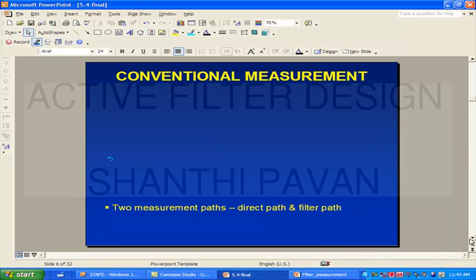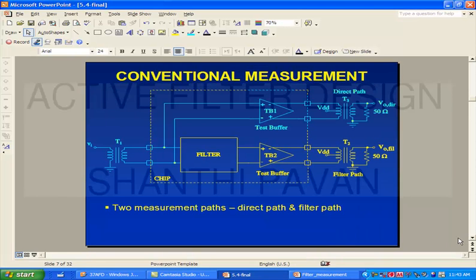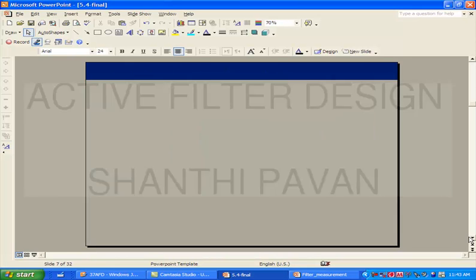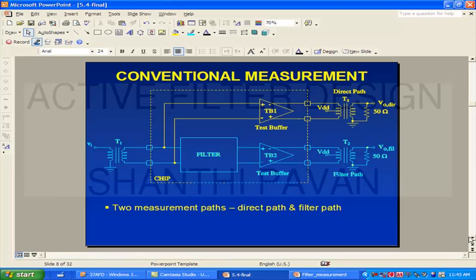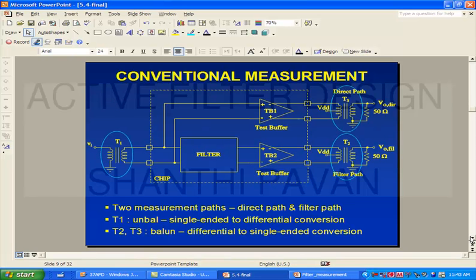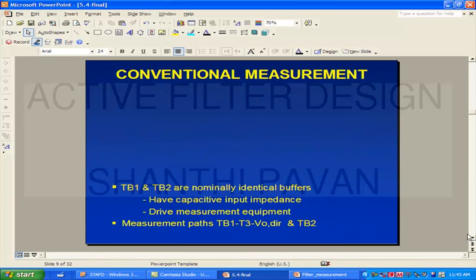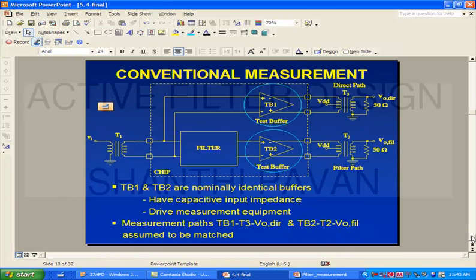All right. So in other words, there are two paths: one is the direct path, and the other is the filter path. And by taking the ratio of the direct path output to the filter path output, we should be able to get the filter response. So that is basically it.